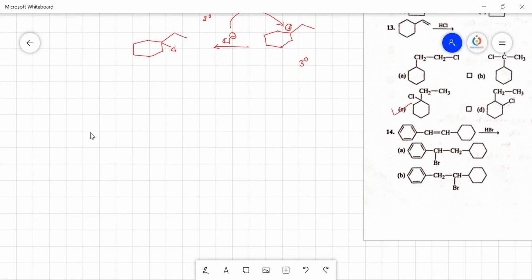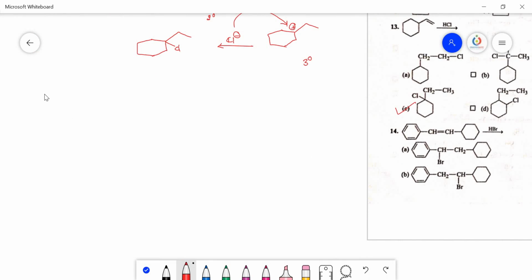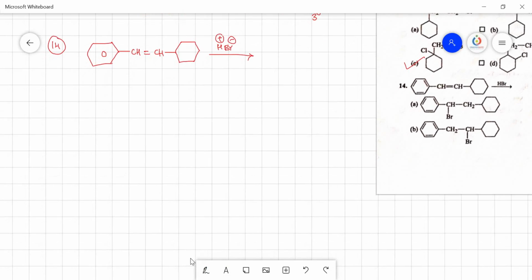Now let us see the 14th question. In this 14th question, the given molecule is CH double bond CH. One side of the double bonded carbon has the benzene group, the other side has the cyclohexane part. So HBr. Now this H plus and Br minus, H plus can attack either this place or this place. So I will take the two possibilities here.